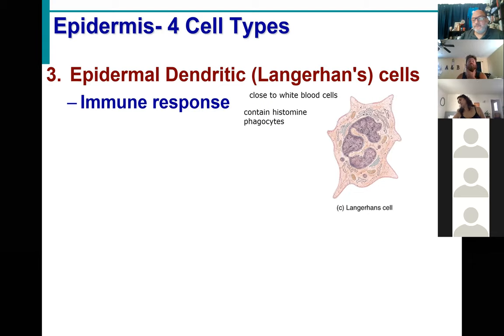That is correct. Or a contact dermatitis for that matter as well. I guess it doesn't have to be an ingested allergen. It can be a surface allergen as well. And that's what poison ivy is. Poison ivy is actually an allergic reaction to the oils in that. So yeah.